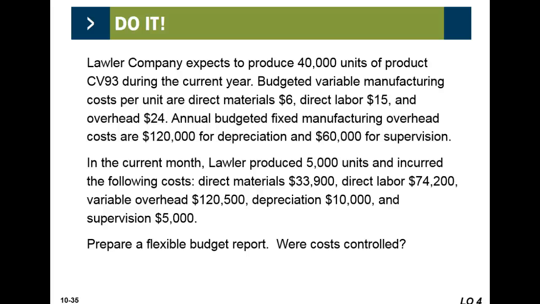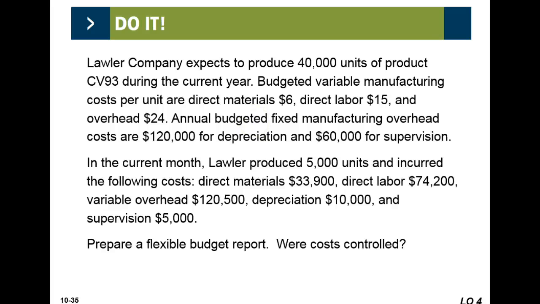Budgeted variable manufacturing costs are $6 direct materials, $15 direct labor, and overhead of $24. Annual budgeted fixed manufacturing overhead costs are $120,000 for depreciation and $60,000 for supervision. In the current month, Lawyer produced 5,000 units and incurred the following costs: direct materials of $33,900, direct labor of $74,200, variable overhead of $125,000, depreciation of $10,000, and supervision of $5,000.